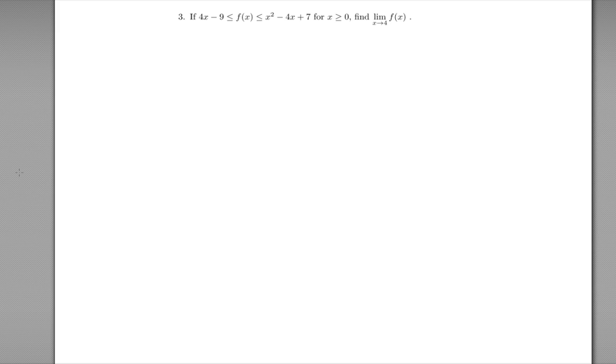So here's another question. What we would like to do is find the limit as x goes to 4 of f of x, where f of x is in between this function and this function. So this looks like a classic squeeze theorem question. So let's take a look at this. The limit as x goes to 4 of this function on the left, 4x minus 9. What is this limit? This is pretty easy to calculate. You just plug x equals 4 into this, and you get 16 minus 9. So this limit is really easy to calculate. 16 minus 9, that limit is 7.